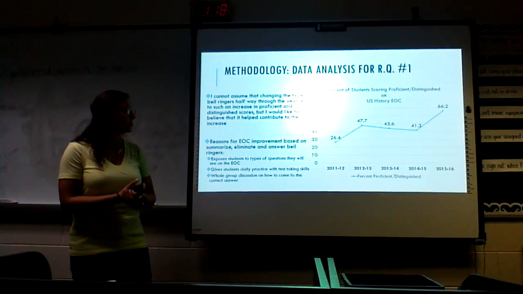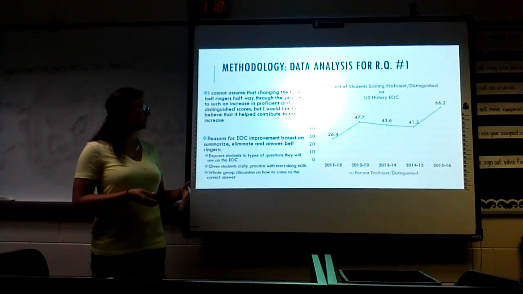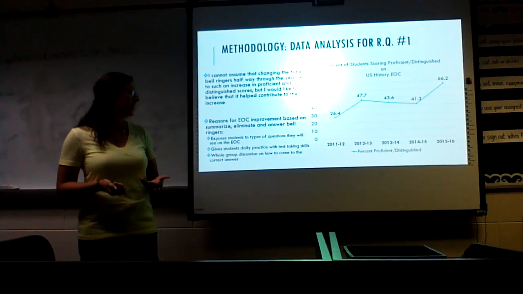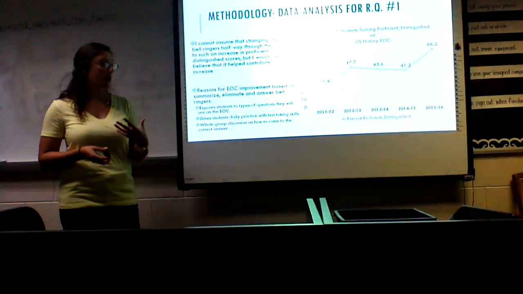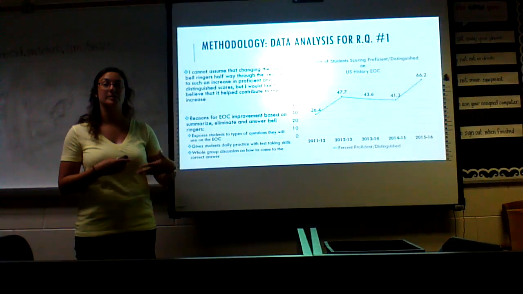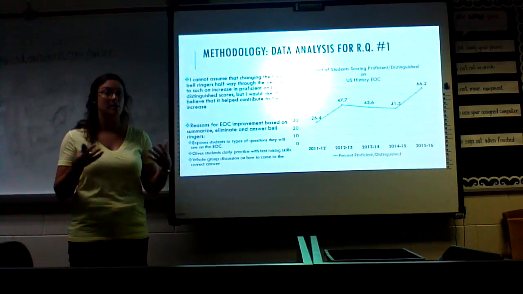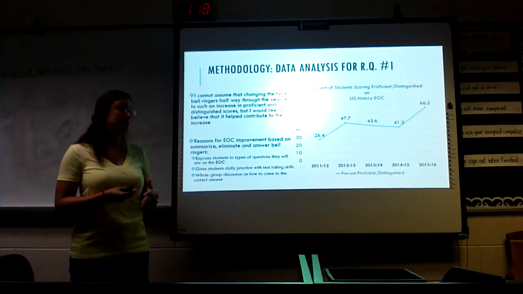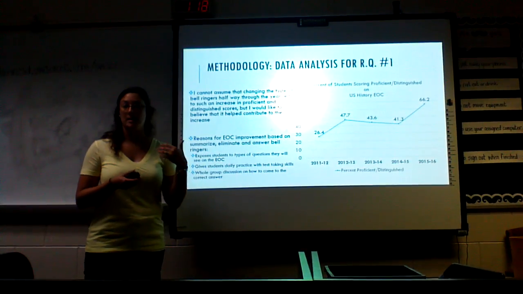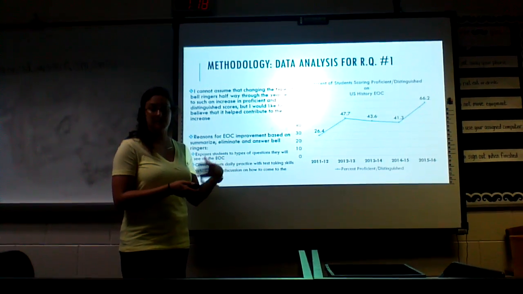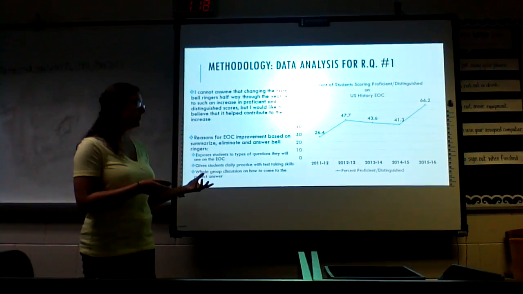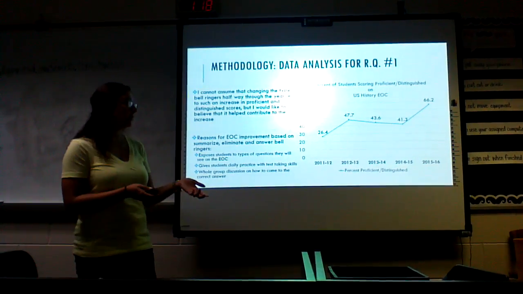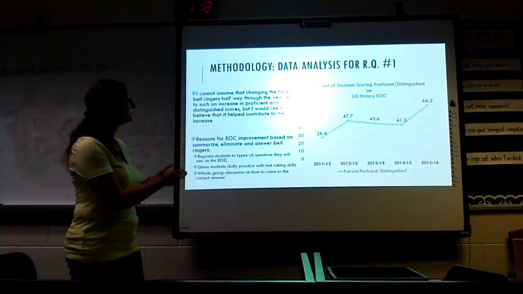So the reasons for the end of course improvements based on our summarize, eliminate, and answer type of bell ringer. It exposes students to types of questions that they're going to see on the end of course. It gives students daily practice with test taking strategies, because again, they're having to eliminate 2 of the multiple choice answer options and then ultimately come to the correct answer on their own. We also have whole group discussion on how to come to this correct answer. We go over the bell ringer and students are given the opportunity to say which ones they eliminated, and then they have to provide an explanation for why they believe the correct answer is indeed the correct answer.